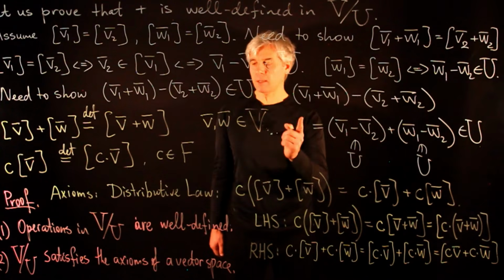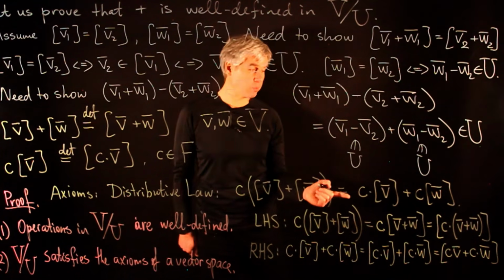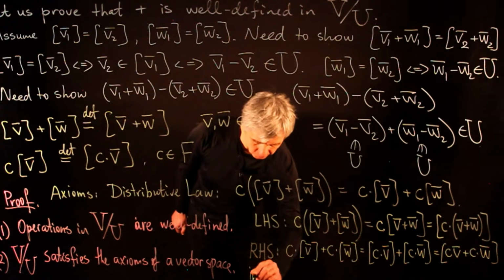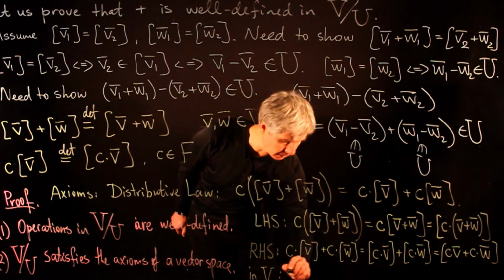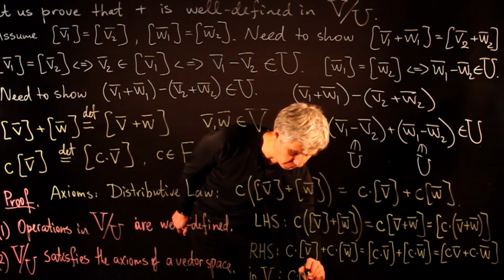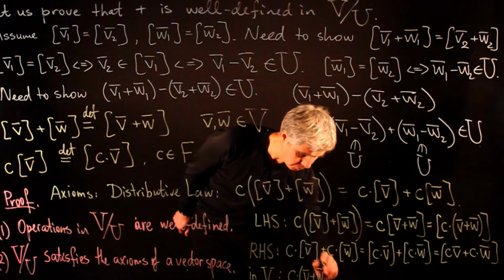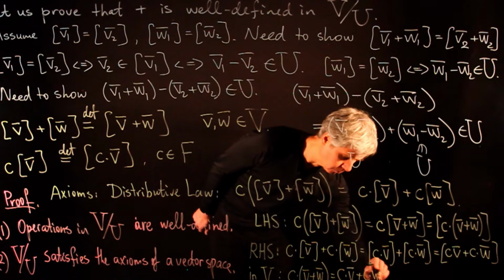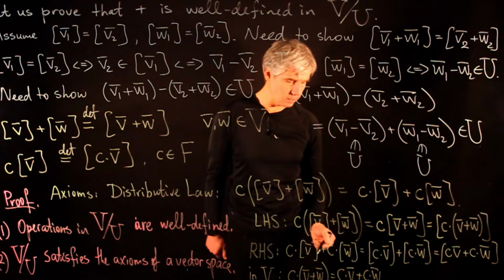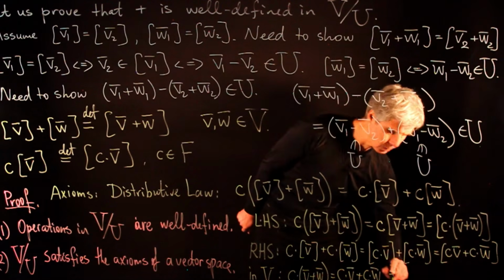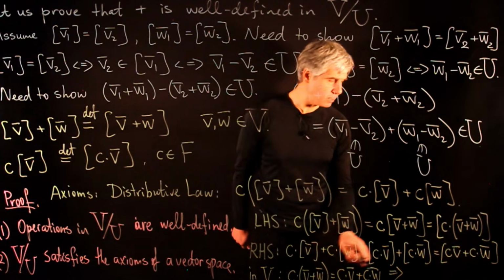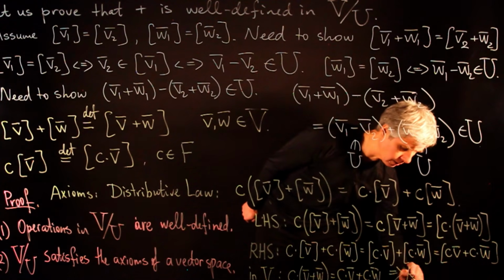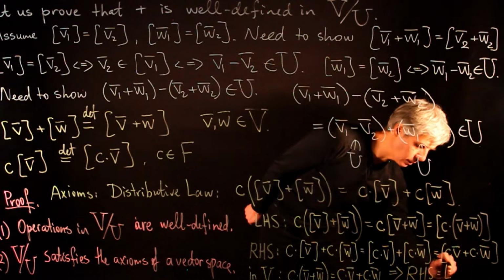But we know that V satisfies the axioms of a vector space. So the distributive law holds in V. So we know that in V we have this equality, that C times (V plus W) is equal to C times V plus C times W. This is one of the axioms of a vector space. And since these two vectors are the same, then these two equivalence classes are also the same. So we get that the right-hand side is equal to the left-hand side.